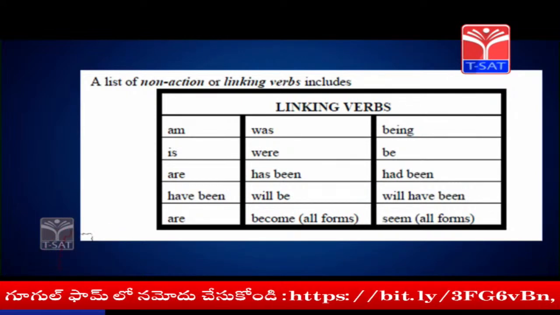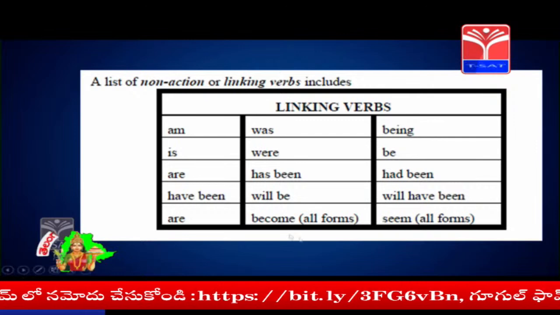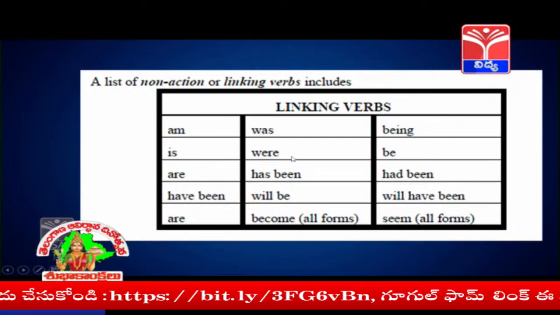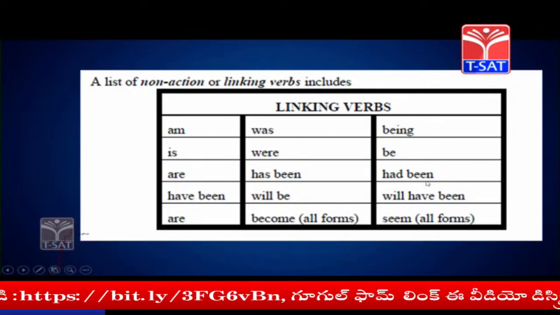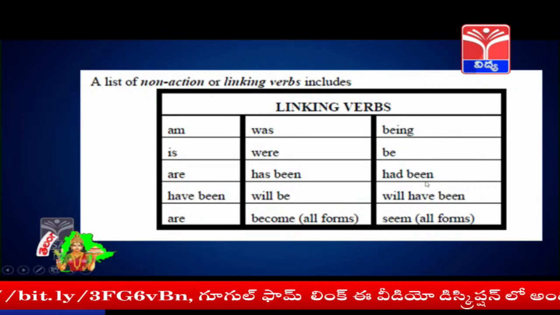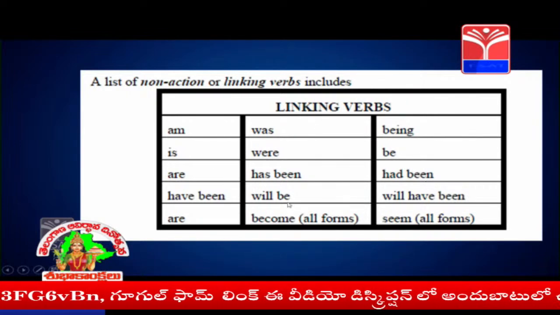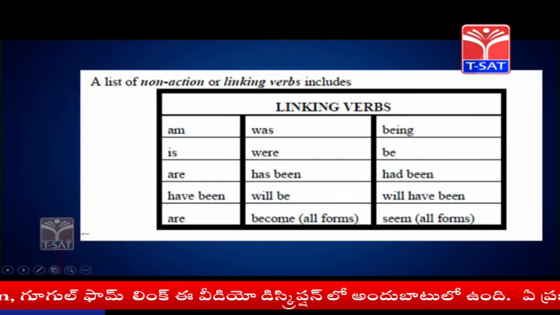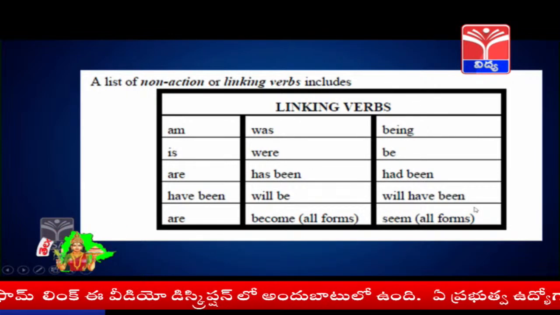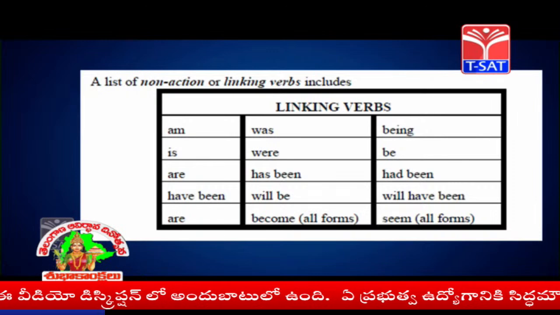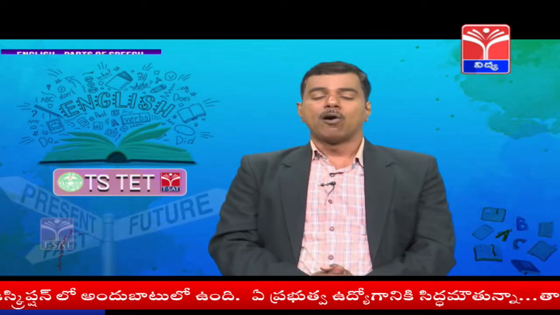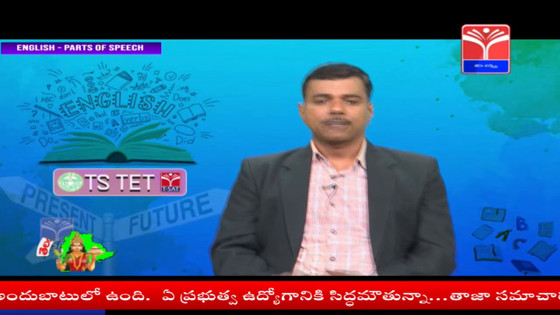Am, is, are. These are also called be forms. Am, is, are, was, were, be, been, being, have been, has been, had been, something like that. Apart from this, you also have will be, right? Become, seen. These are all considered to be linking verbs. These are also called non-action verbs.